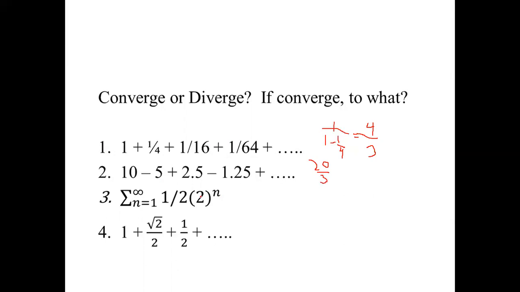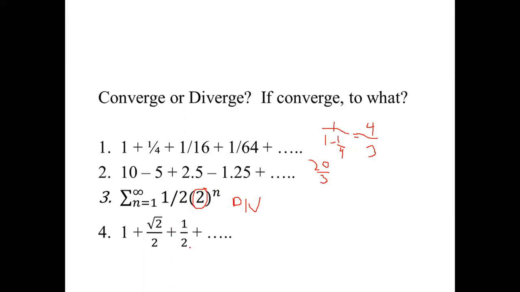What about this next one? Yeah, this is geometric, but what am I multiplying by every time? Well, you can always tell from the base of that nth term, it's 2. So this series diverges. r is not within the interval of convergence. It's outside the range of -1 to 1. So therefore it diverges.